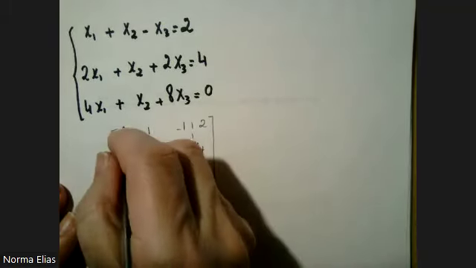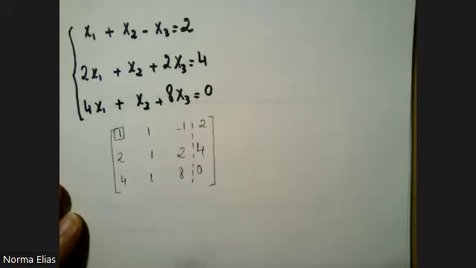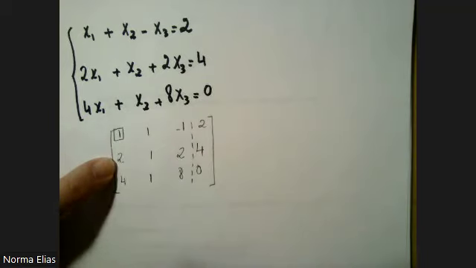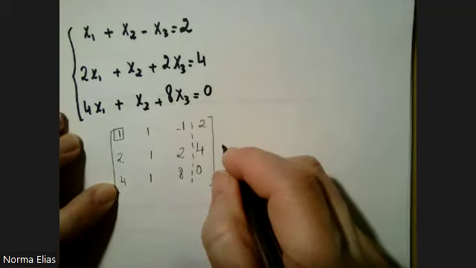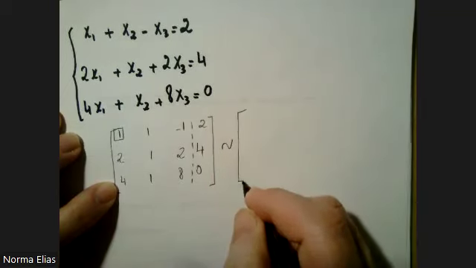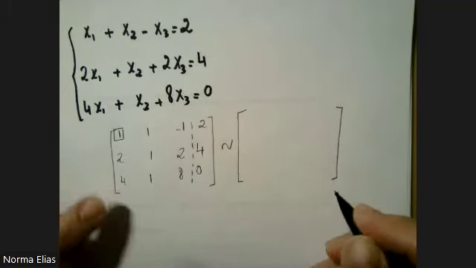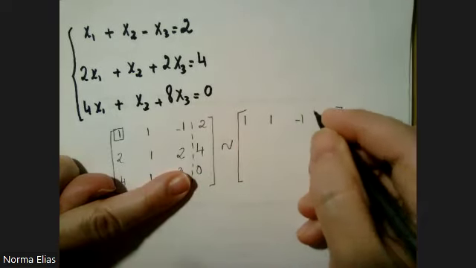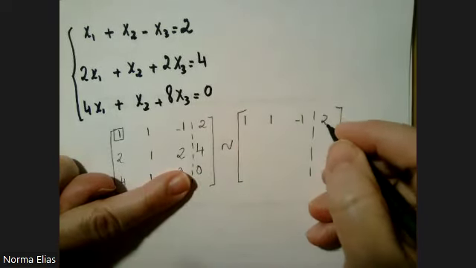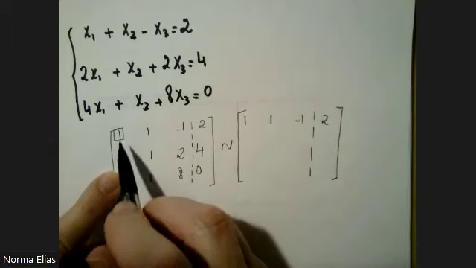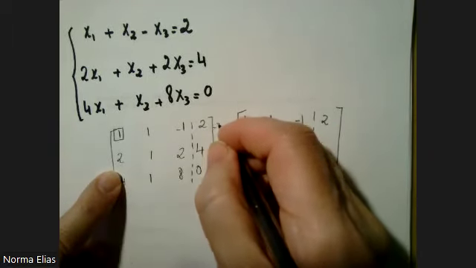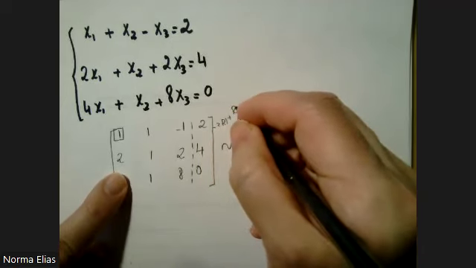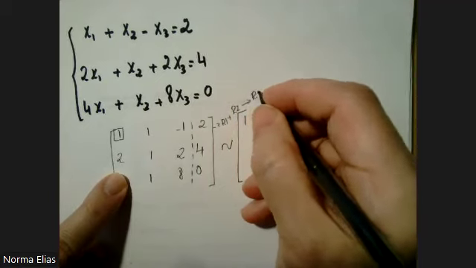So echelon form. First, I need to create a leading 1 right there. I already have a leading 1, and I'm going to use it to make a 0 in here and a 0 in here. Okay. So the first row I'm not touching. Now I want to make a 0 in here. So I will take the first row, times it with minus 2, add it to the second, and that would be the new second row.